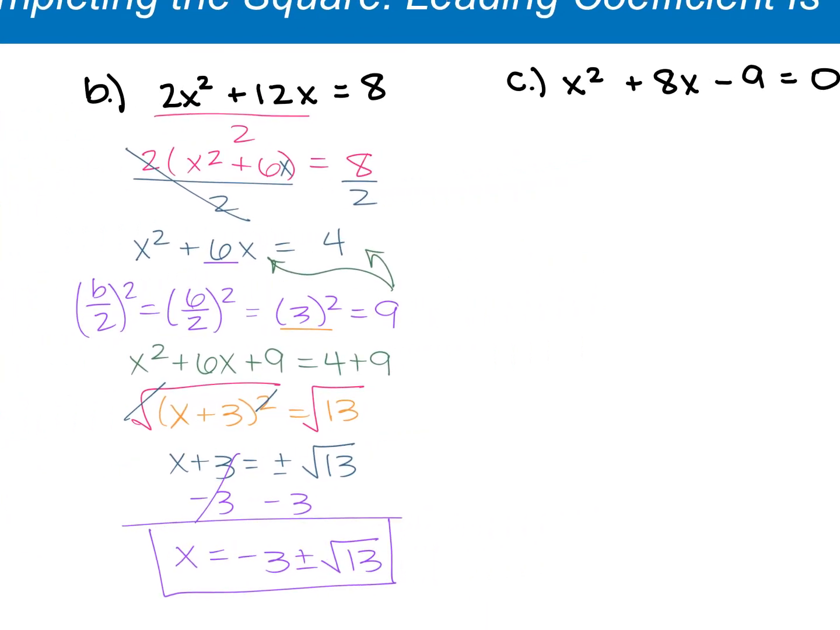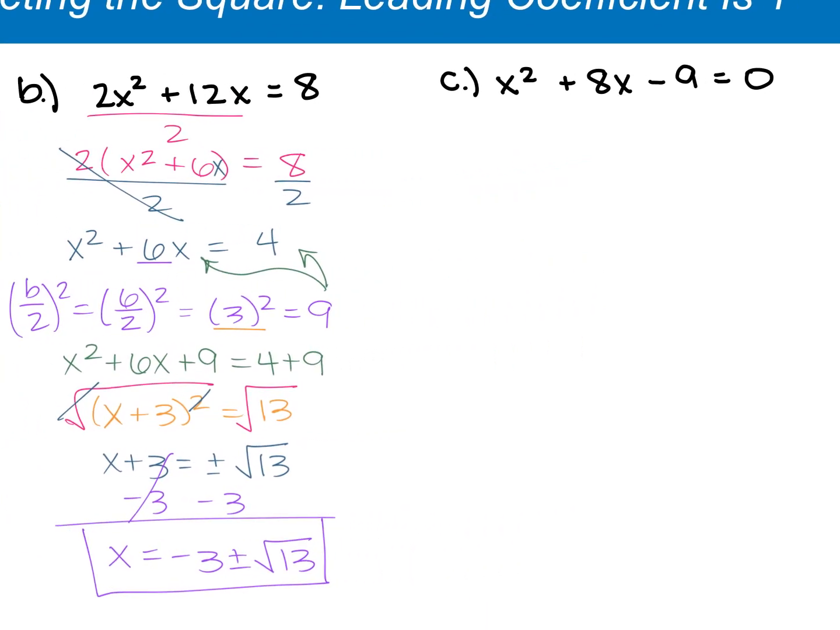For example C, we're given x squared plus 8x minus 9 is equal to 0. So with this one, we're going to start it by moving our 9 over. So we'll add it to both sides. That'll give us x squared plus 8x is equal to 9.